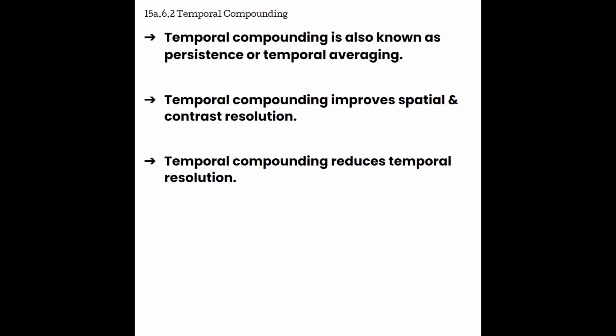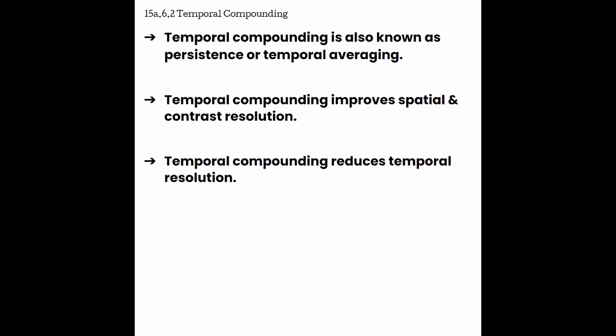The second type of compounding was temporal compounding, and temporal compounding is also known as persistence or temporal averaging. So temporal compounding is going to be achieved by superimposing frames upon one another, or layering them over time. Now the sonographer can increase or decrease the amount of persistence, typically again using a knob or a button. When we use temporal compounding, it's going to create a very smooth, high quality image, and that's typically because it is reducing the noise and increasing the signal to noise ratio.